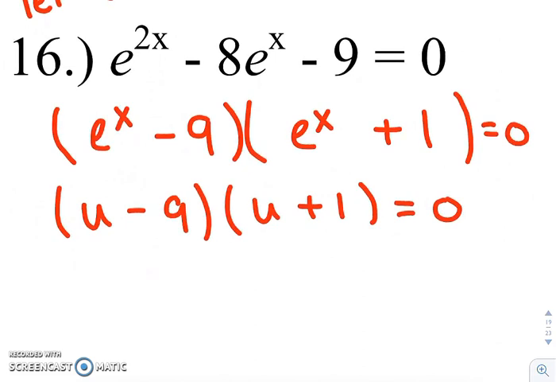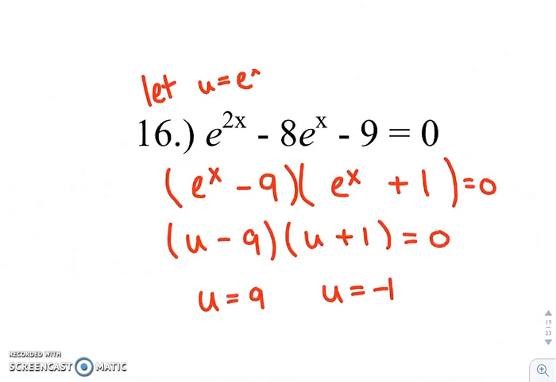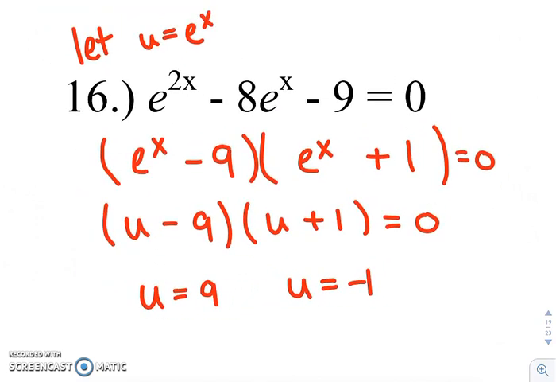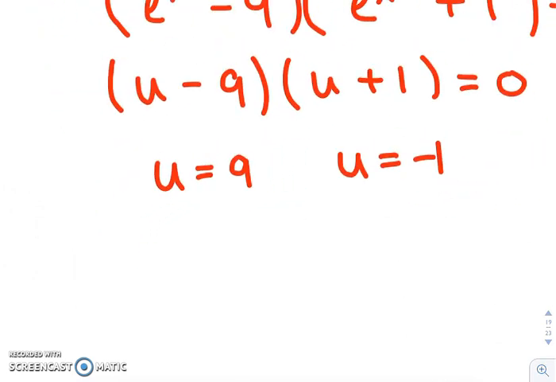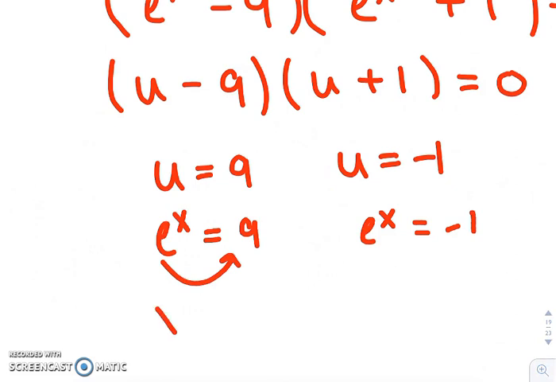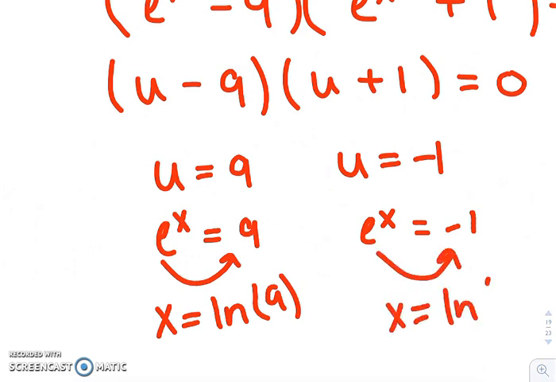So if you guys solve for these values, you would know u would equal 9 and u would equal -1. Well, we're not trying to solve for u. We're trying to solve for this e to the x thing. We're trying to solve for our x. So now that we have a single value, two little mini equations, we can substitute e to the x back in here and go from there. So we can say, okay, x is going to equal the natural log of 9, whatever that value is, and x will equal the natural log of -1.